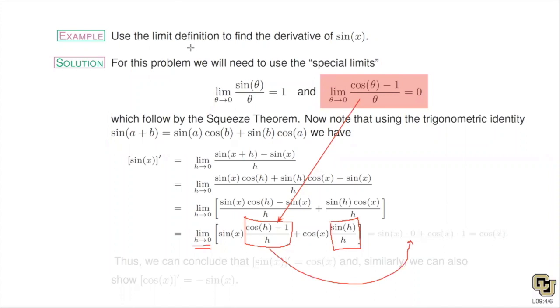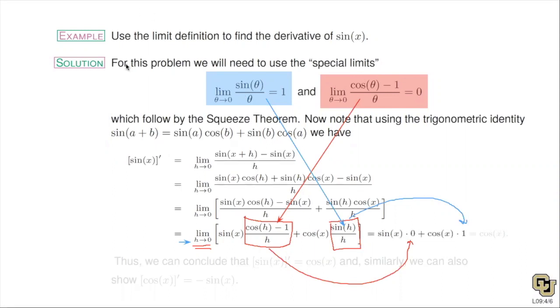And for this other part, I'm using the other special limit. So I'm using this limit right here. Again, I have sine of blah over blah, and the blah is going to 0. So that limit, this should go to 1 by the special limit.